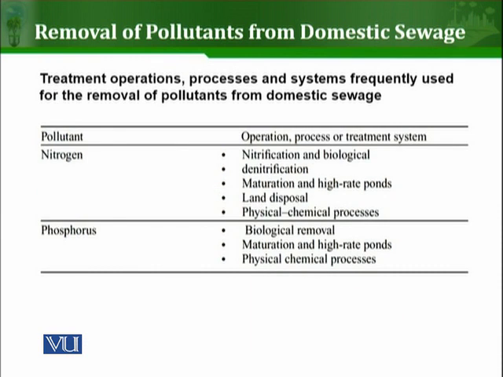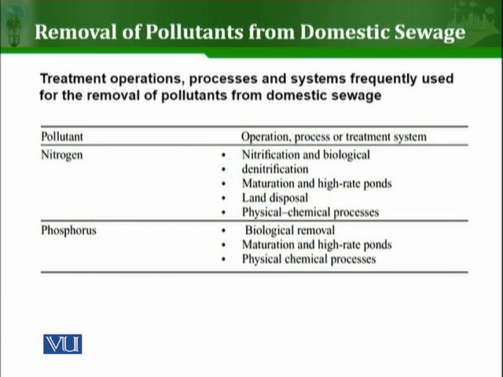In case of nitrogen, if the pollutant is a high concentration of nitrogen, different strategies can be used. For example, nitrification as well as denitrification, maturation and high rate ponds. All these things will be discussed in detail in the upcoming lessons. Land disposal is again there. Physical and chemical processes: different types of physical processes can be operated. Different types of chemical compounds can be used to remove nitrogenous compounds.